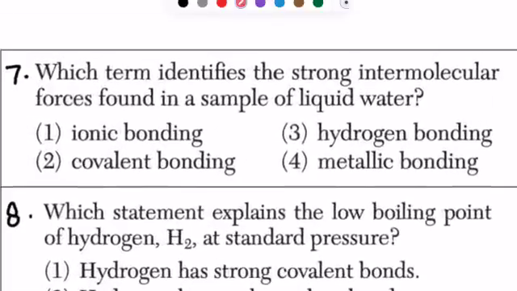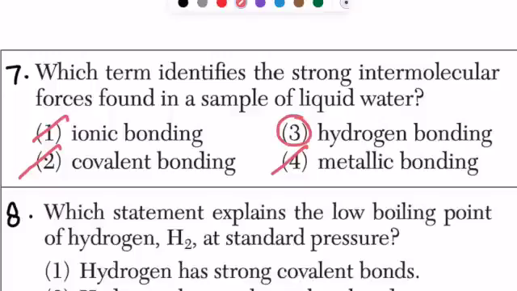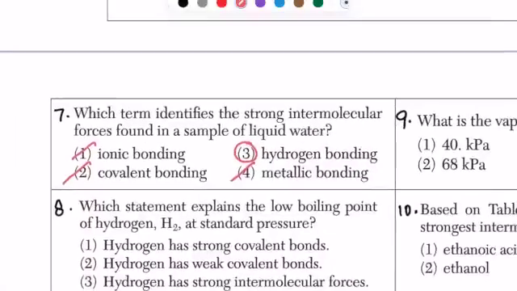Which term identifies the strong intermolecular forces found in a sample of liquid water? So we have got 3 different types of bonding. Remember that bonding is not intermolecular force, because bonding is intramolecular. It is between or within the same molecule. Intermolecular forces are between different molecules. So the only intermolecular force here is hydrogen bonding.